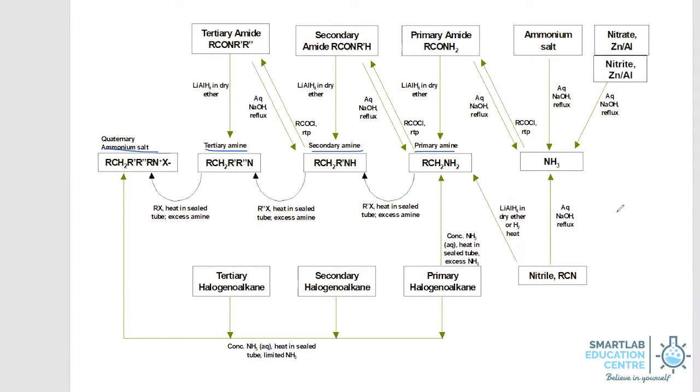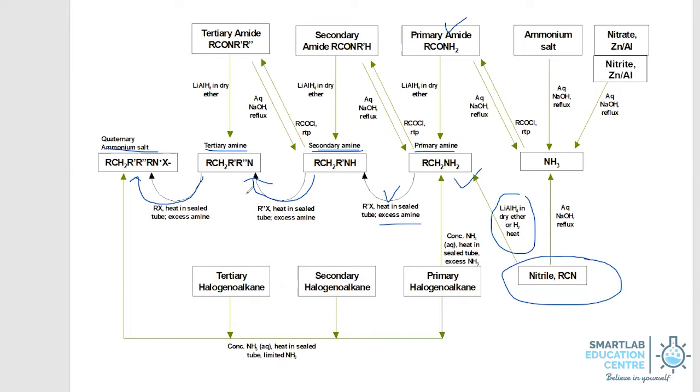To kick off, we can say that nitrile can react with lithium aluminum hydride under reduction to produce your primary amine. And your primary amine can be produced also by reduction of primary amide. And primary amine could react with your halogenoalkane, with excess amine of course, and it will produce your secondary amine. Likewise, secondary amine in excess reacts with your halogenoalkane to produce your tertiary amine. And tertiary amine in excess reacts with your halogenoalkane to produce your quaternary ammonium salt.